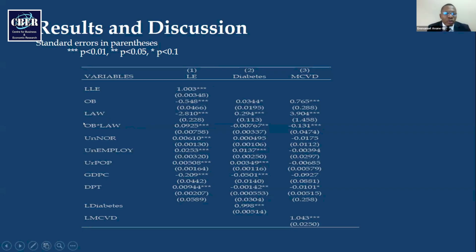Once regulatory institutions moderate obesity, it increases life expectancy by 0.09 percentage points, reduces diabetes by 0.007, and also reduces death due to cardiovascular diseases by 0.13 percentage points.